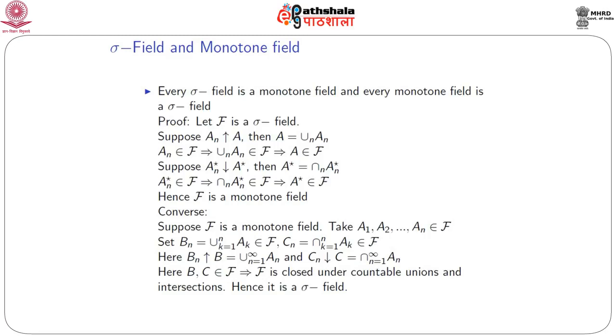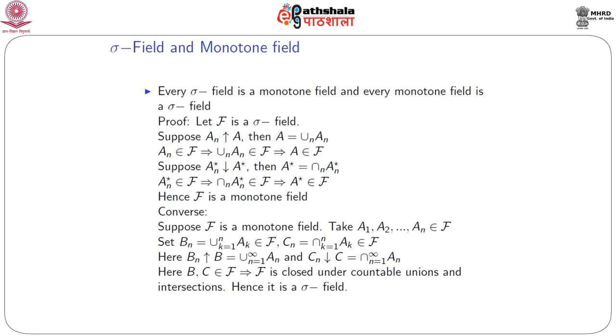Now, we will try to prove the converse, that if script f is a monotone field, whether it is a sigma field or not. Now, take a1, a2, an, these n sets, they belong to script f, and we define Bn as the union over k from 1 to n of a k, and it belongs to script f, and Cn is the intersection over k from 1 to n of ak, which belongs to script f. Now, one thing we should note is that as n increases, Bn also increases. So, Bn is monotonically increasing, whereas Cn is monotonically decreasing.